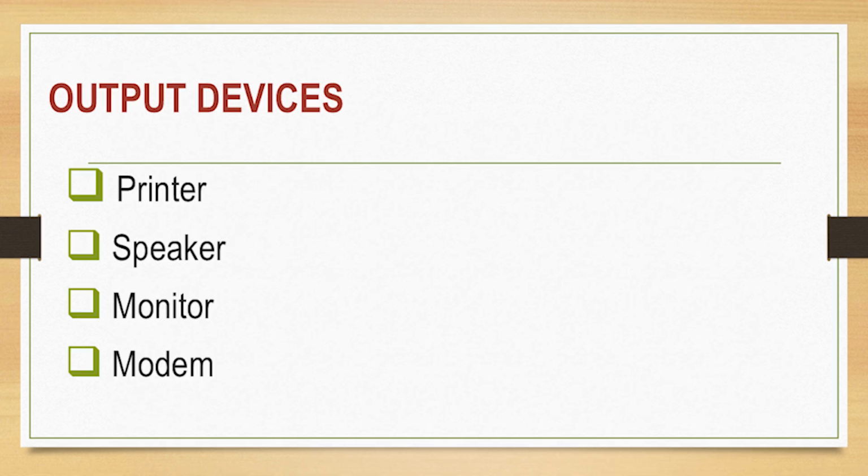2. Output devices. The following are the output devices which are used in your computer. 1. Printer. 2. Speaker. 3. Monitor. 4. Modem.